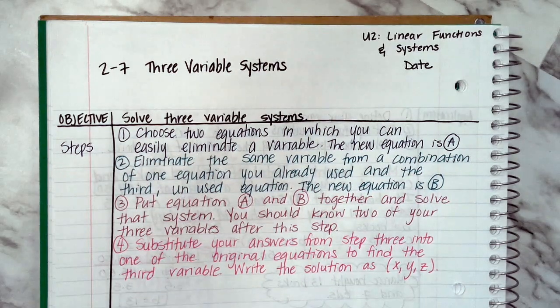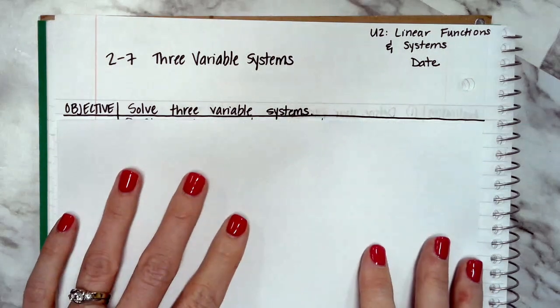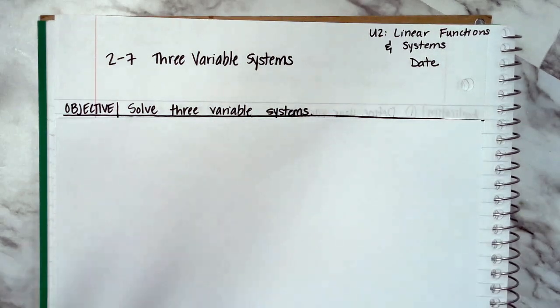Alright guys, this next lesson is called 2-7, 3 variable systems. Please set up your notes and then press play when you're ready to begin.